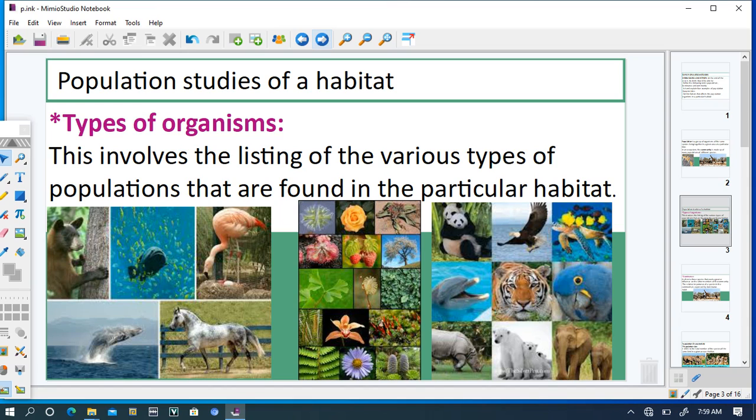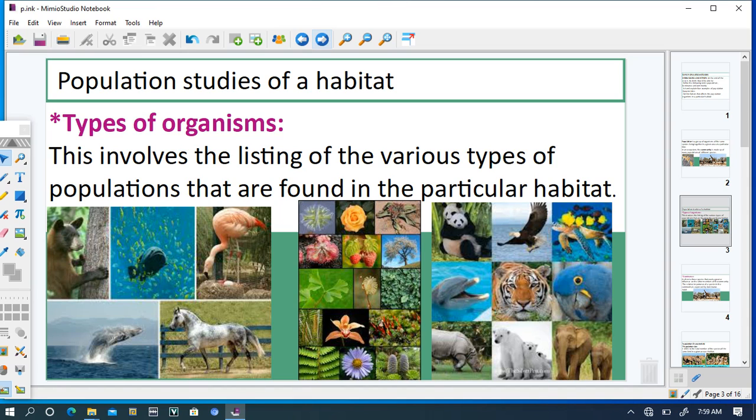Population studies of a habitat. To achieve the process of studying the population of a particular organism or organisms in a particular habitat, 2 things must be taken into consideration: types of organisms and their dominance.